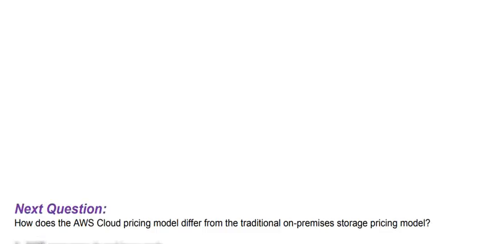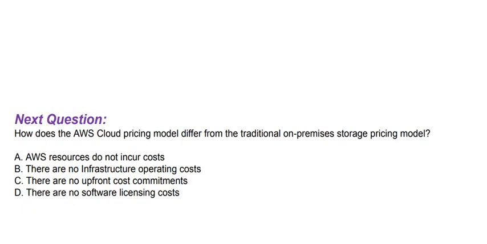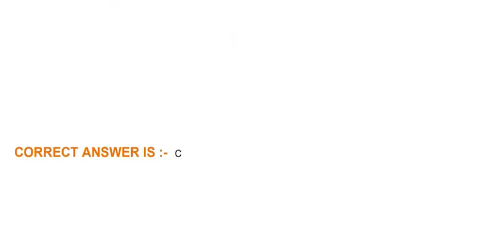Moving to next question. How does the AWS cloud pricing model differ from the traditional on-premises storage pricing model? Option A, AWS resources do not incur costs. Option B, there are no infrastructure operating costs. Option C, there are no upfront cost commitments. And option D, there are no software licensing tools. The correct answer is option C.